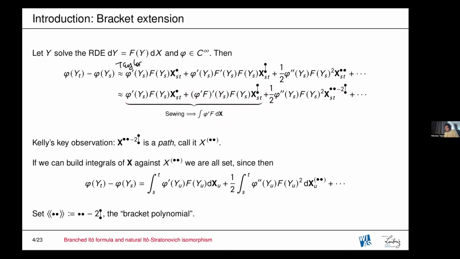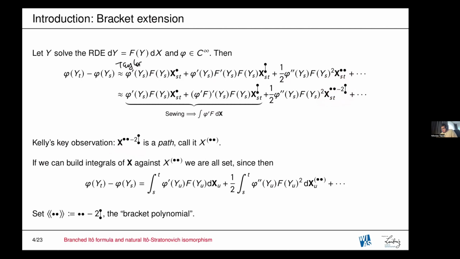And if I was able to also make sense of this integral, or say this is an integral, then we would be done, because now I can say this is one integral plus another integral plus etc., etc. And this starts to resemble an Itô formula. So David Kelly observed that this polynomial in X that I got now is actually a path. So it's not a proper two variable thing, but it's actually an increment of a path.